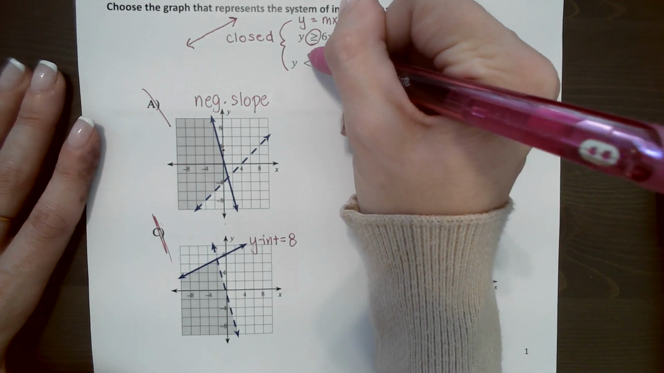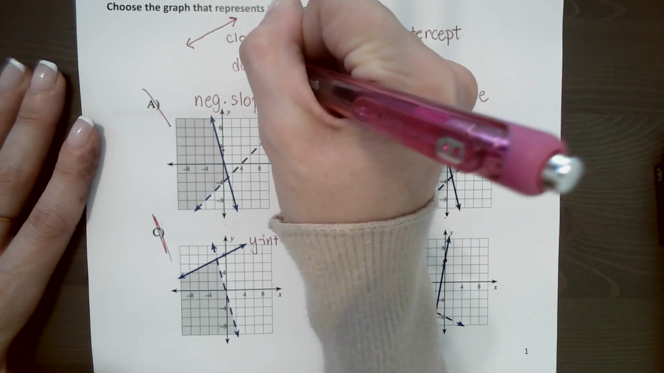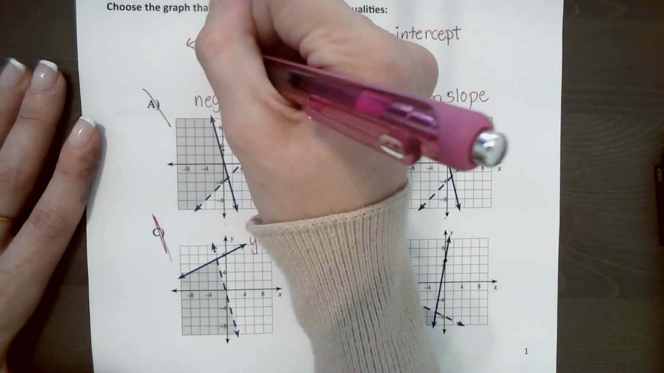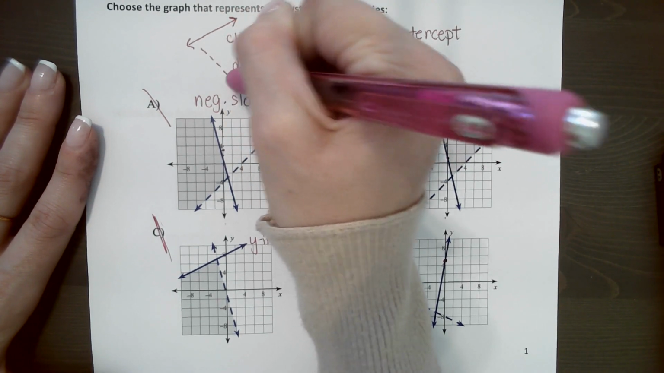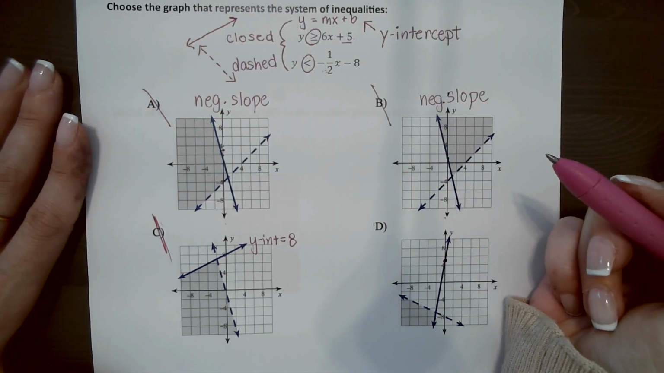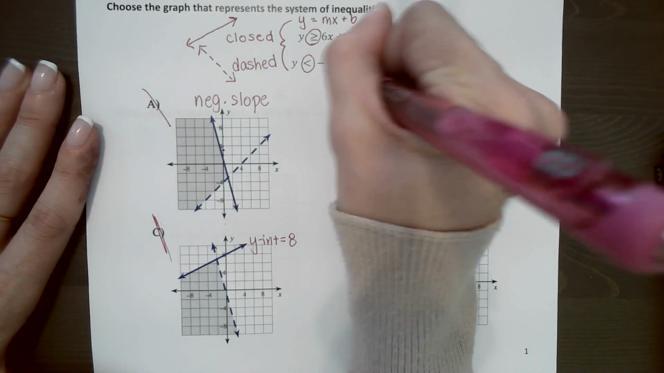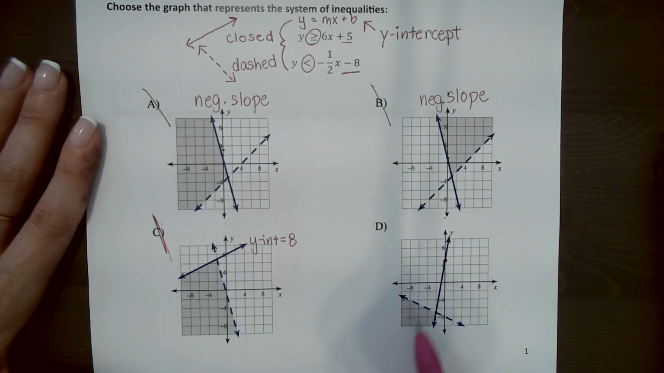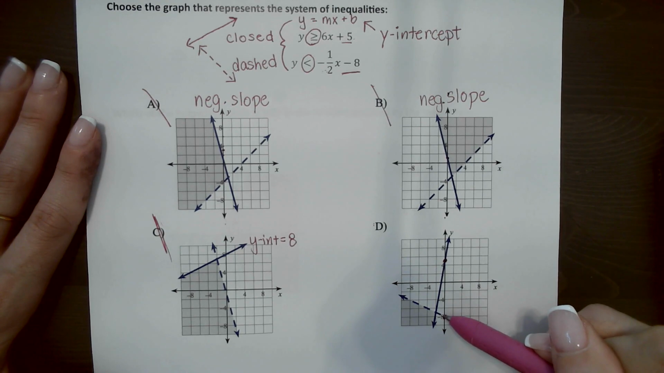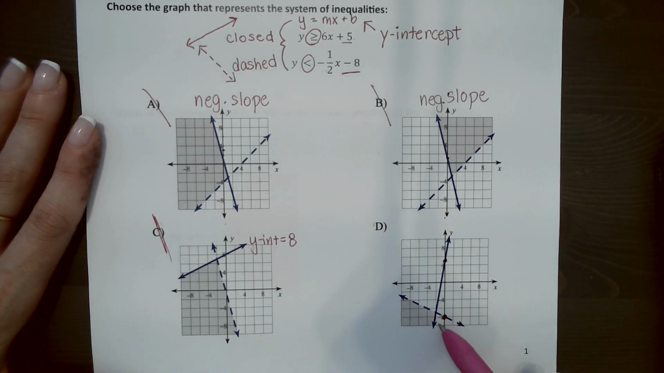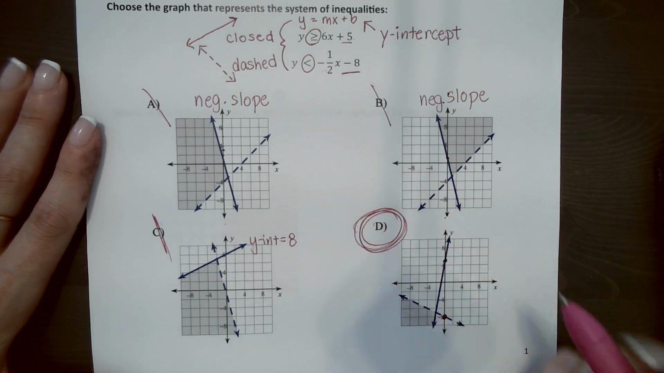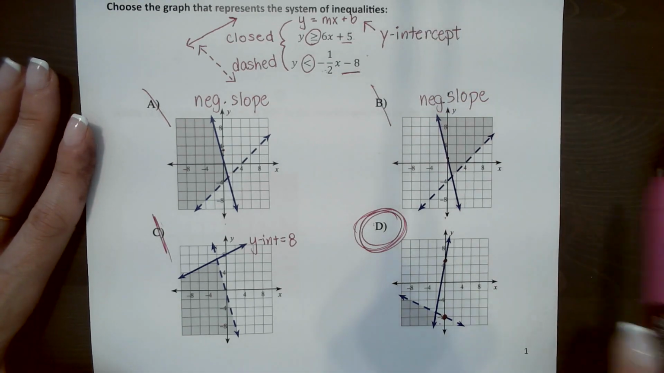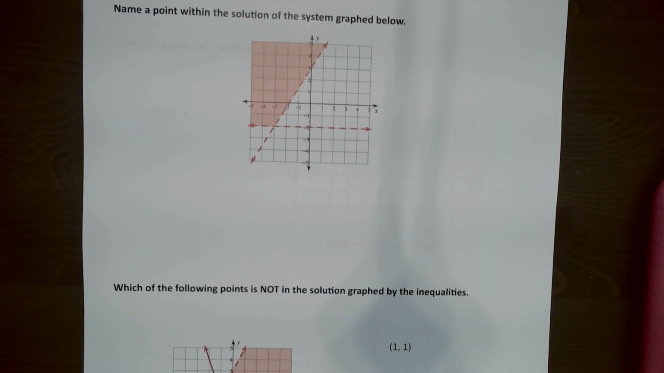So the second line, here we have a dashed line because it is an open symbol. We have a negative slope, so our line should be going downward and be dashed, and our y-intercept is -8. So we should have a line going downward that is dashed, passing through at -8. So we've confirmed that D is the correct graph that matches the system of inequalities that has been provided. All right, let's move on to the next type of question.